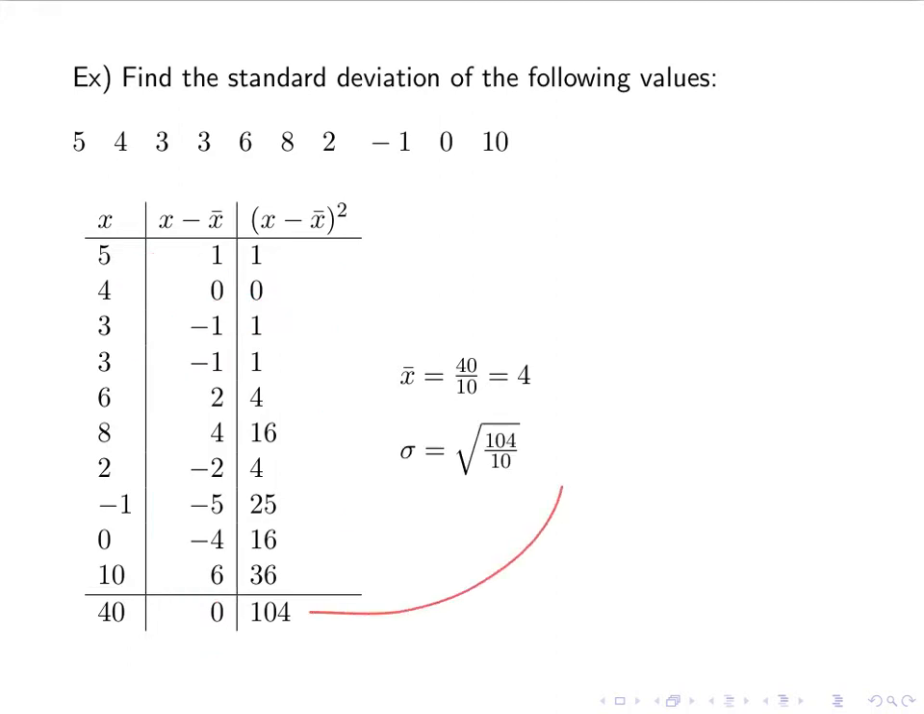And again, that 104 becomes the numerator inside the square root. I'm dividing by 10, which again is n. Right, I've got 10 values. Square root of 104 divided by 10 should be 3.225. So this standard deviation was smaller than the previous one, which means our values are closer together than the first set, which were more spread out.